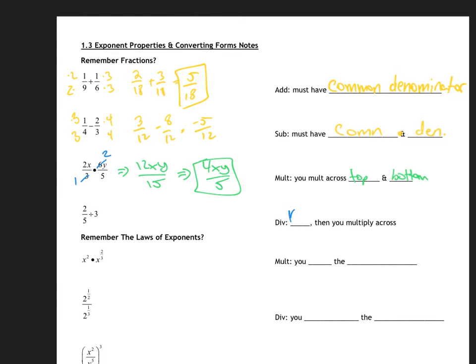Divide, we're going to keep, change, flip. KFC, keep, change, flip. So keep the first one, that's a 5. Change it to multiplying instead of divide, flip it. So instead of 3 over 1, it becomes 1/3. And now you're at the problem above it. So 2 times 1 is 2. 5 times 3 is 15. You end up getting 2 over 15.